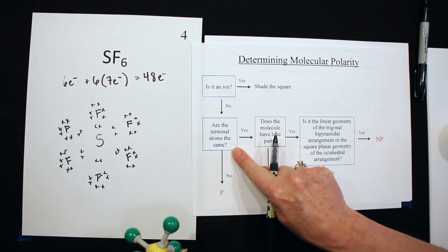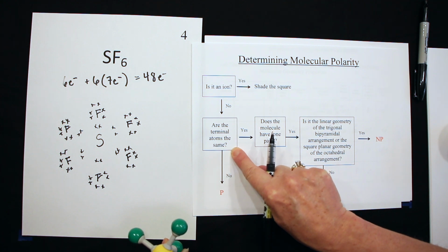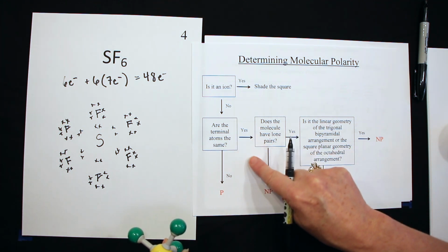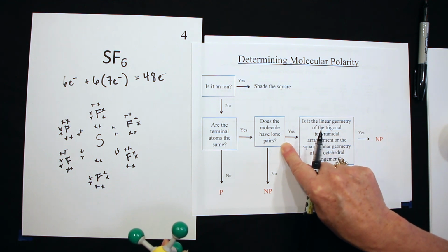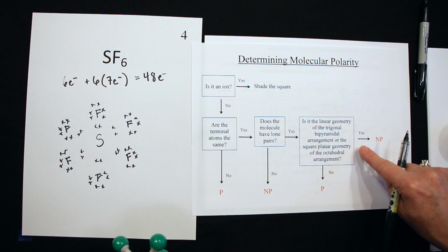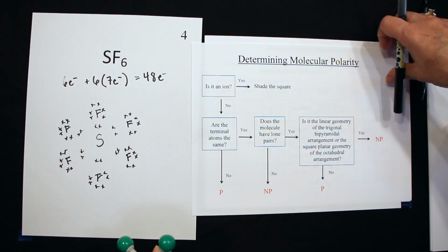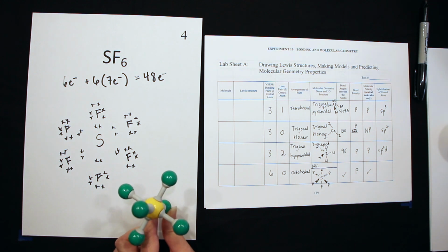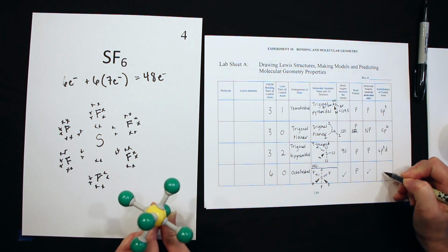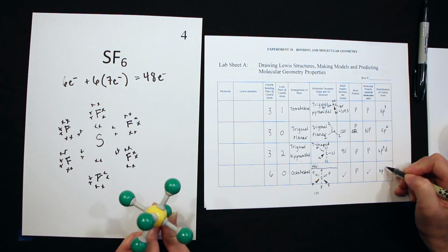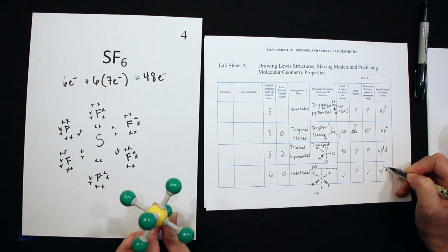Okay, you can ask your question: are the terminal atoms the same? If they are, does the molecule have lone pairs? Yes and no. And then complete this to determine if that molecule is polar. And for the hybridization of the central atom, all octahedrals are sp3d2.